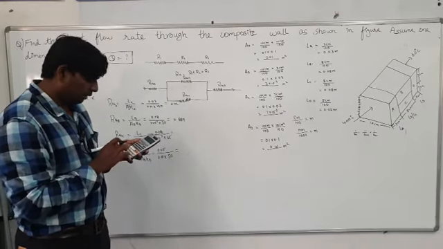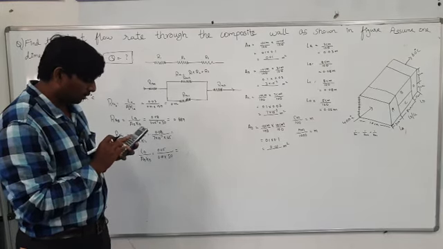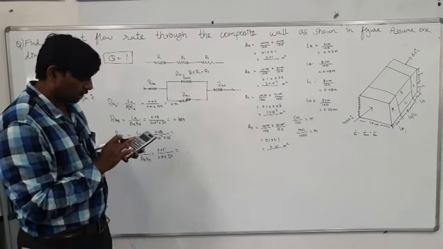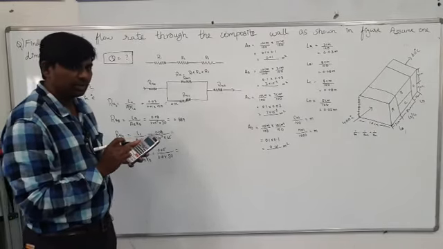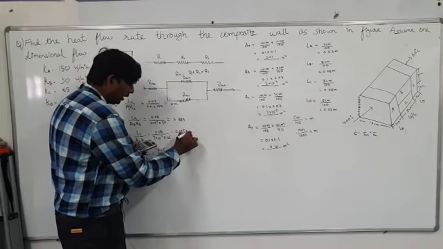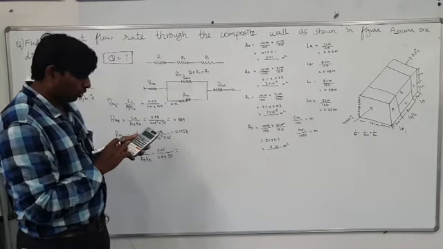Next one, what is the value? 0.08 by 7 into 10 to the power of minus 3 into 50. 7 into 10 to the power of minus 3 into 65. How much are we getting? 0.175, 0.1758.